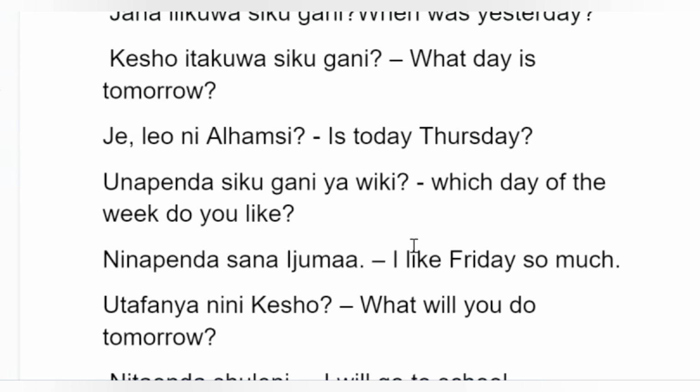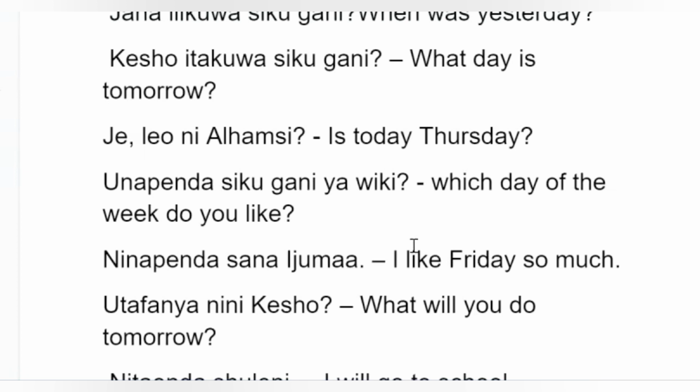Which day of the week do you like? Unapenda siku gani ya wiki? So here you can write in the comment section which day of the week you like in Swahili. For example, you can say, ninapenda sana Ijumaa. Many people would say they like or they love Friday. So you say, ninapenda Ijumaa. Ninapenda sana Ijumaa. I like Friday so much.